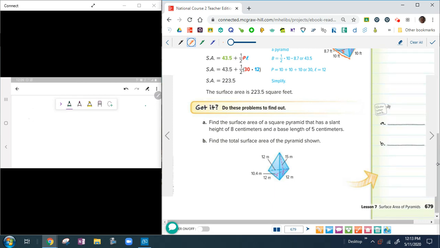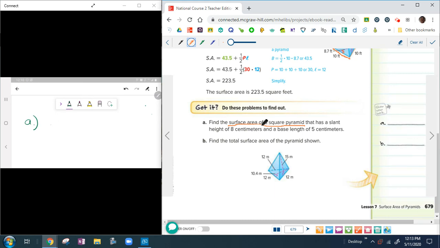All right, I'm going to show the work over to the left on the screen here. This is going to be A. All right. So A, I'm going to read carefully. Find the surface area of a square pyramid. I know that the big B, the base of the pyramid, is a square that has a slant height of 8 centimeters and a base length of 5 centimeters.